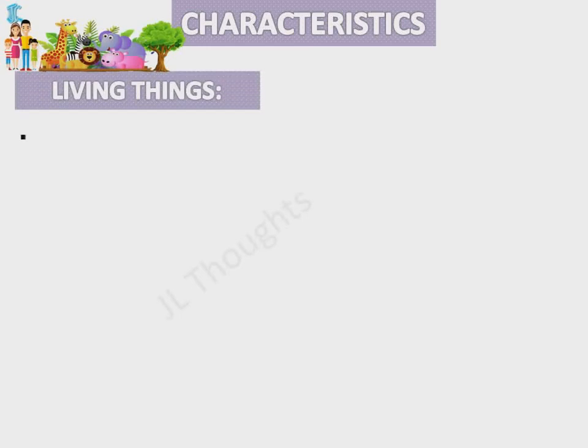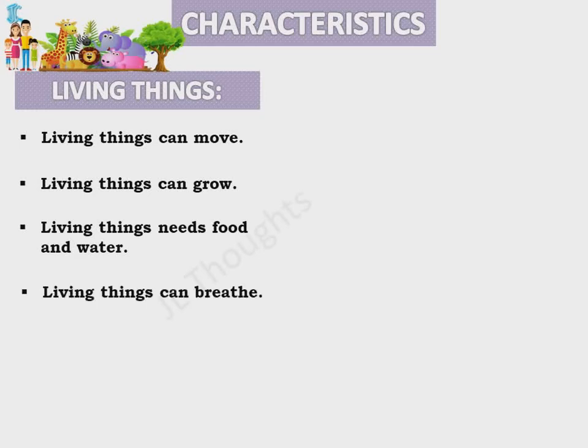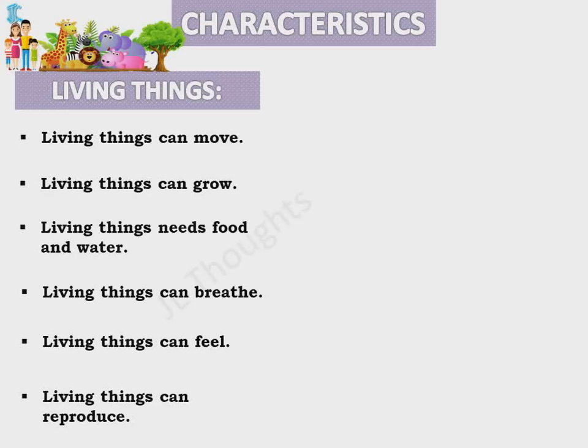Characteristics of living things. Living things can move. Living things can grow. Living things need food and water. Living things can breathe. Living things can feel. And living things can reproduce.